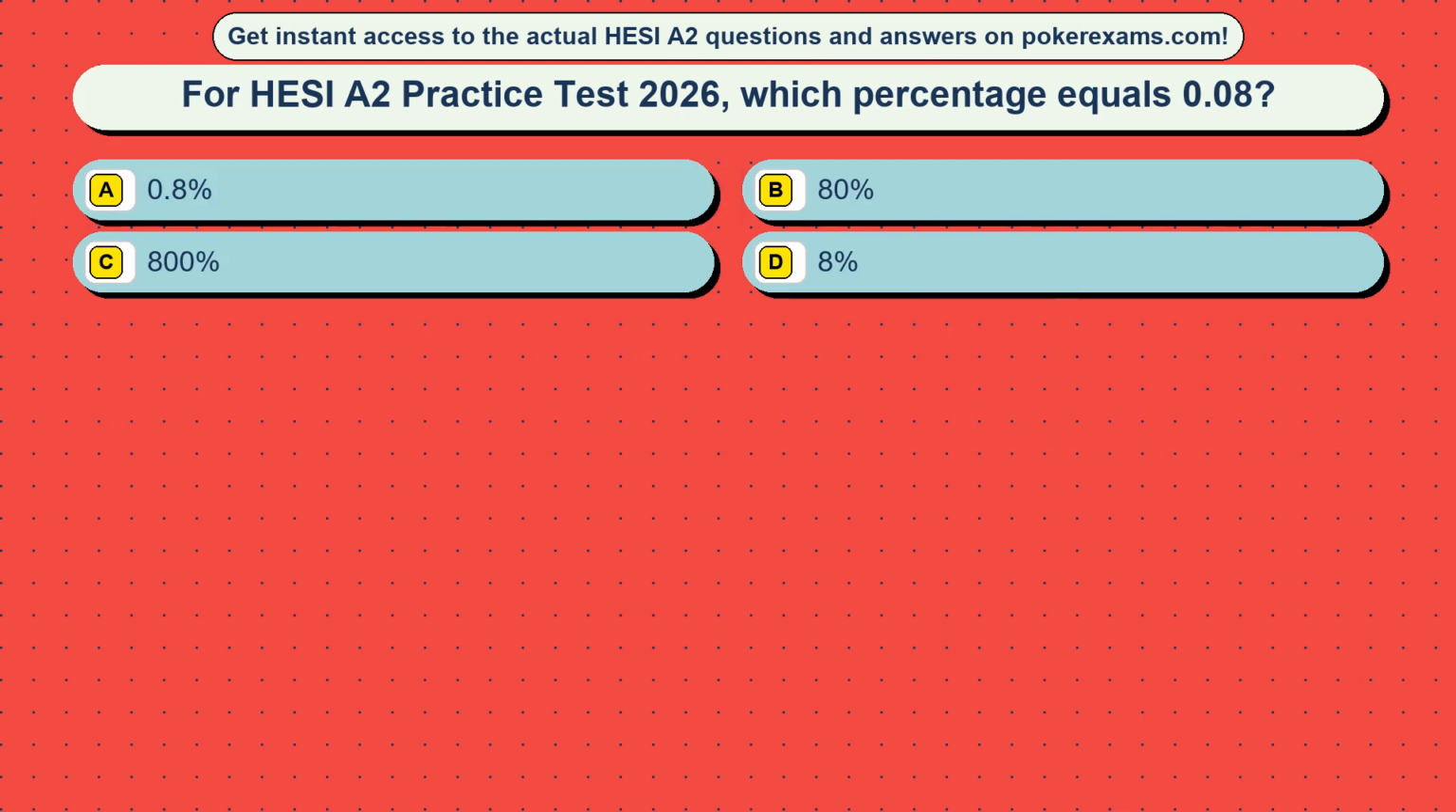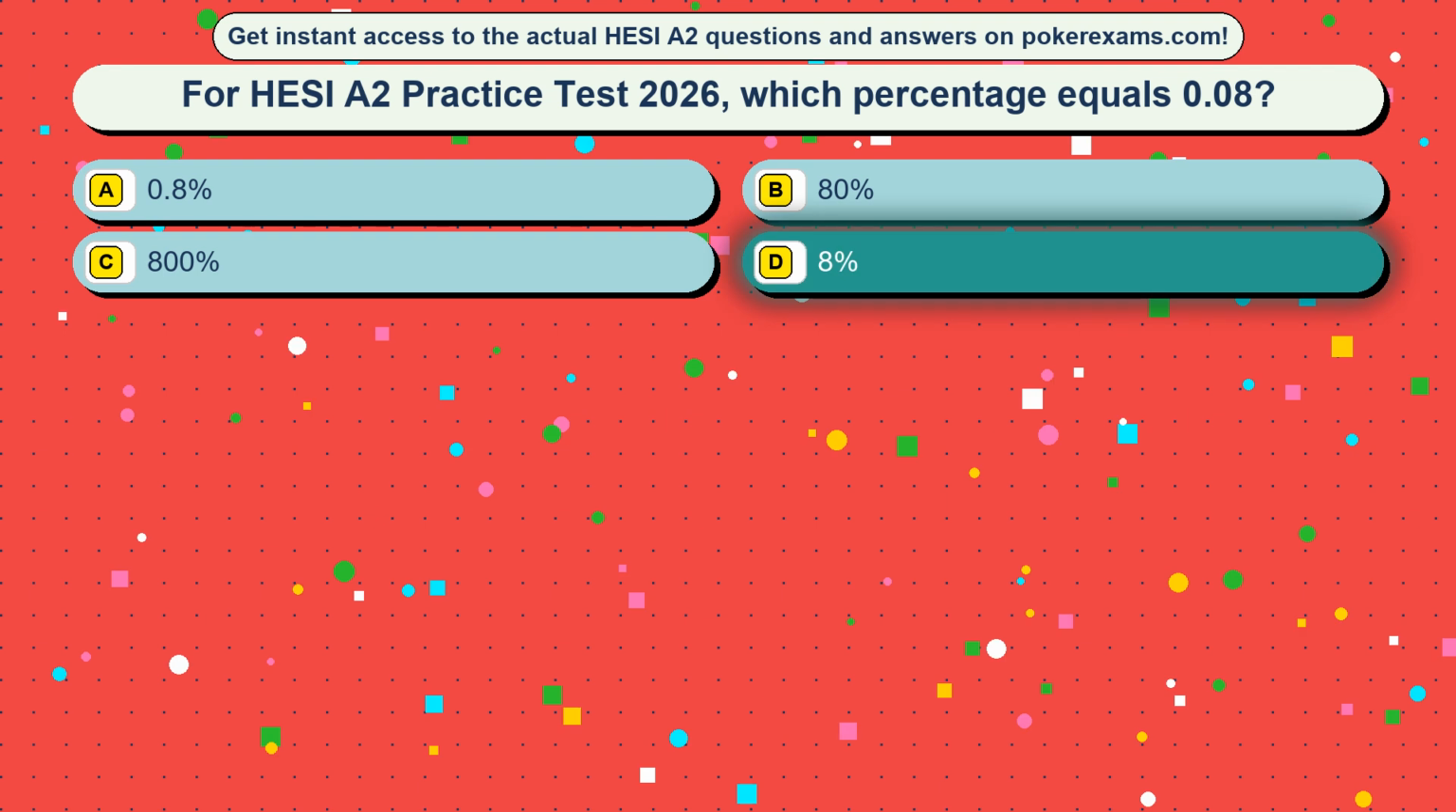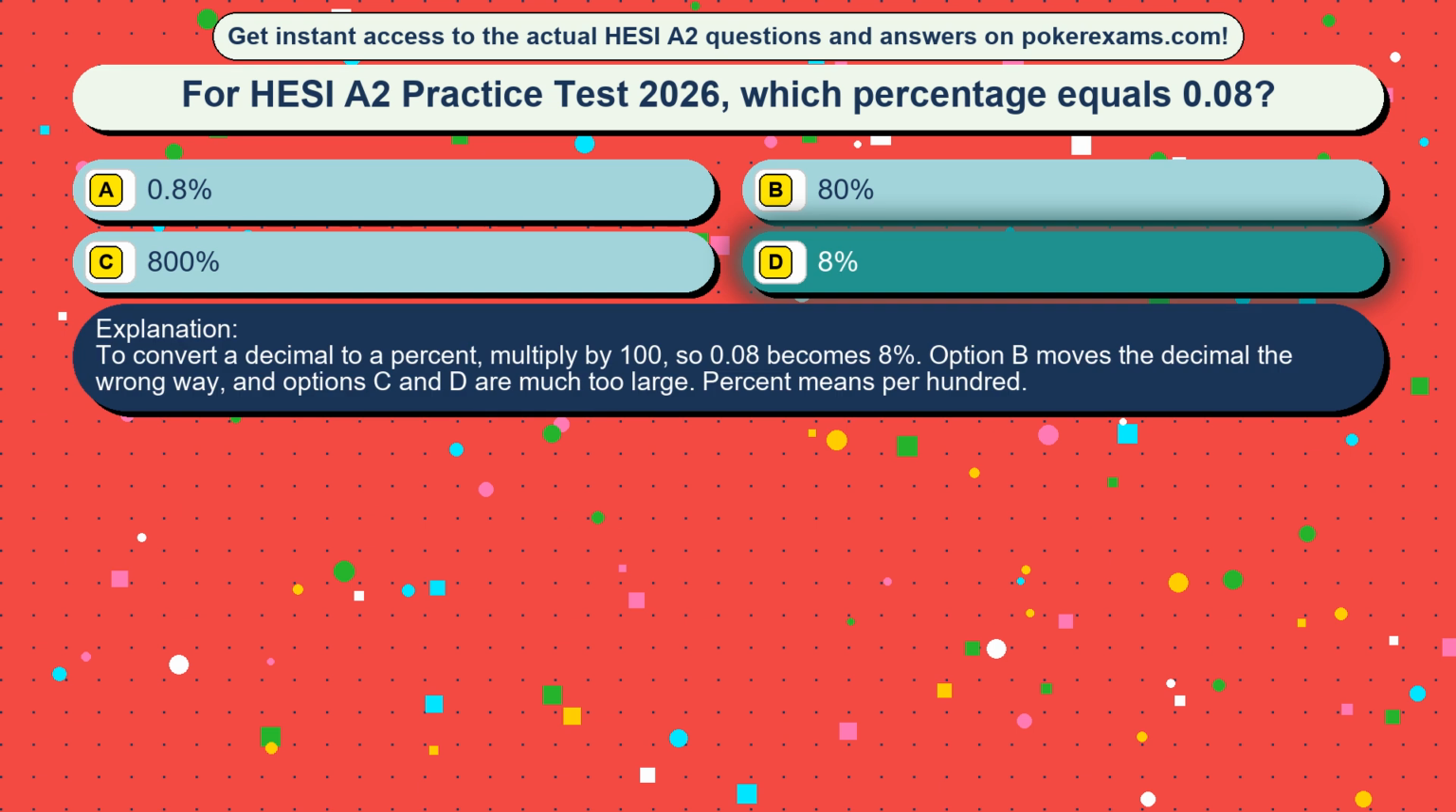Question 42. For HESI A2 Practice Test 2026, which percentage equals 0.08? Option A, 0.8%. Option B, 80%. Option C, 800%. Option D, 8%. The correct answer is option D, 8%. To convert a decimal to a percent, multiply by 100, so 0.08 becomes 8%. Option B moves the decimal the wrong way, and options A and C are off by a factor of ten or much too large. Percent means per hundred.